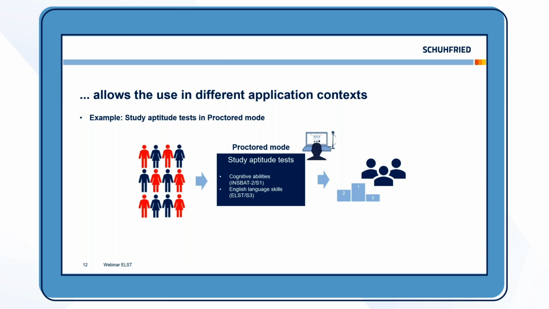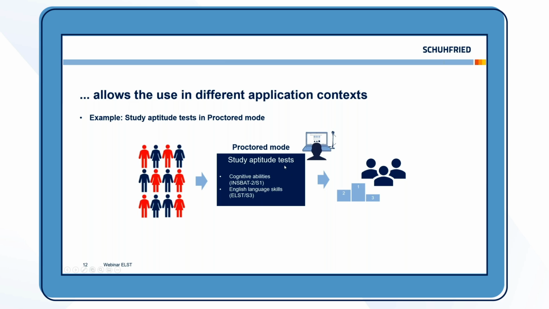This means that in this context, you have a pool of students, and you can send them a link for a test battery, for example, here in combination with the INSPAT to measure cognitive abilities. Actually, the INSPAT was also updated and is also now able to do online testing with INSPAT 2. So we could combine this, in this case, with the adaptive form of ELST, and they can do the study aptitude tests at home in the proctored mode.